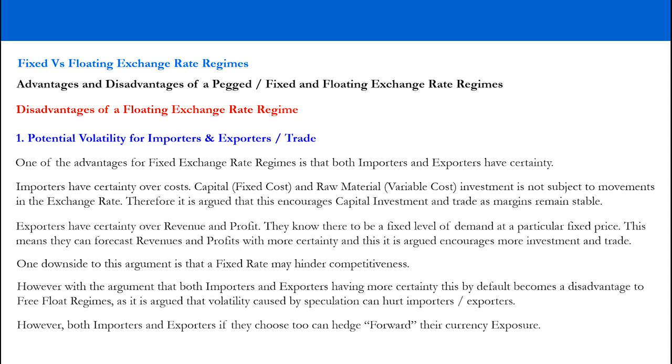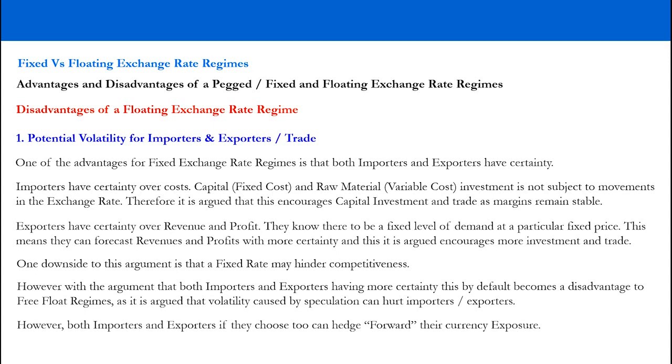Now think of this in terms of exporters as well. Exporters under a fixed regime can sell as much product as they want at a fixed rate. So they know that they've got a certain level of demand at a particular fixed price. And this means they can forecast revenues and profits with a lot more certainty. And it's argued that this encourages more investment and trade. But there is also a downside to this argument because it can actually hinder competitiveness.